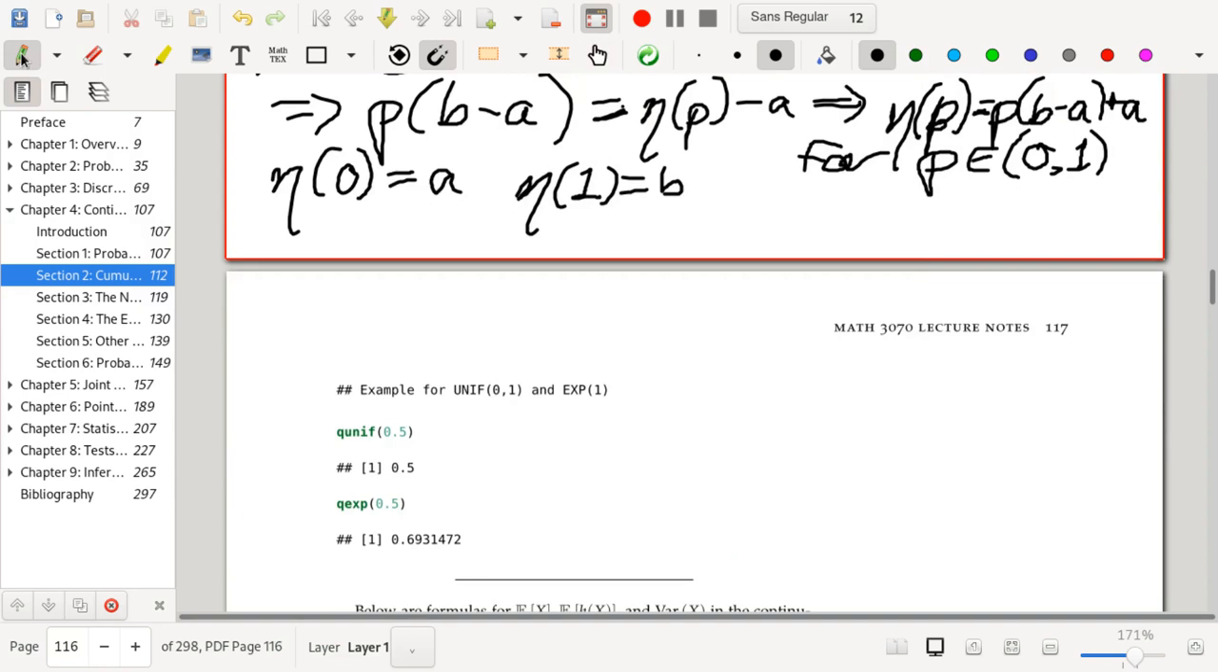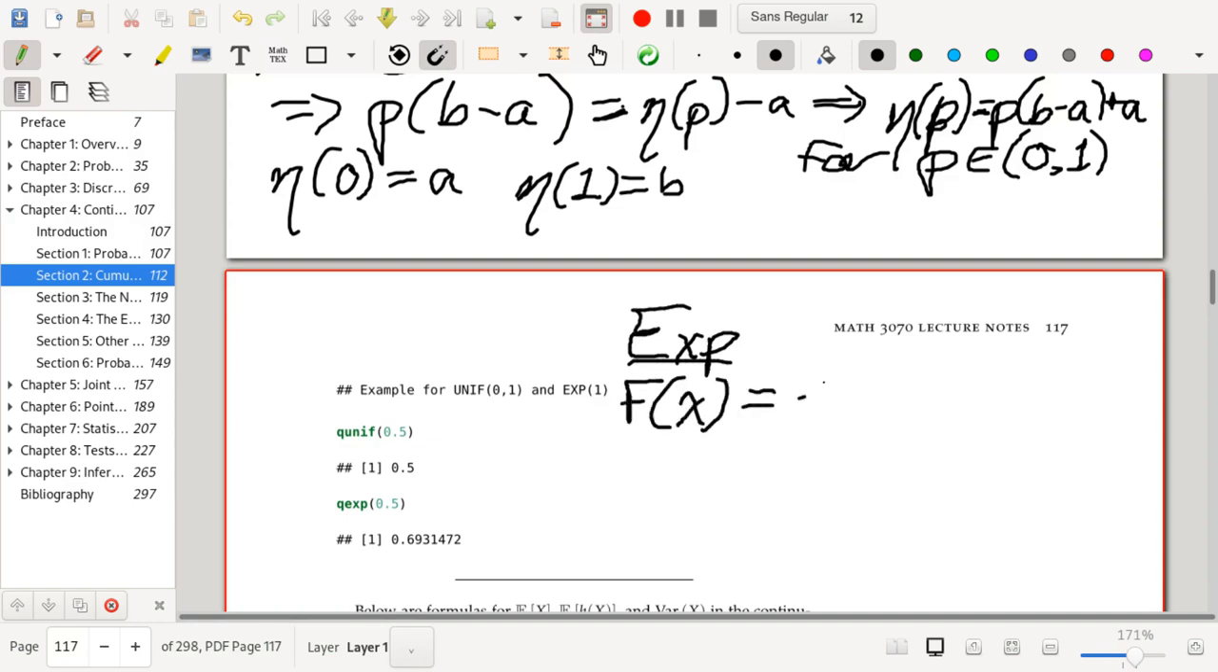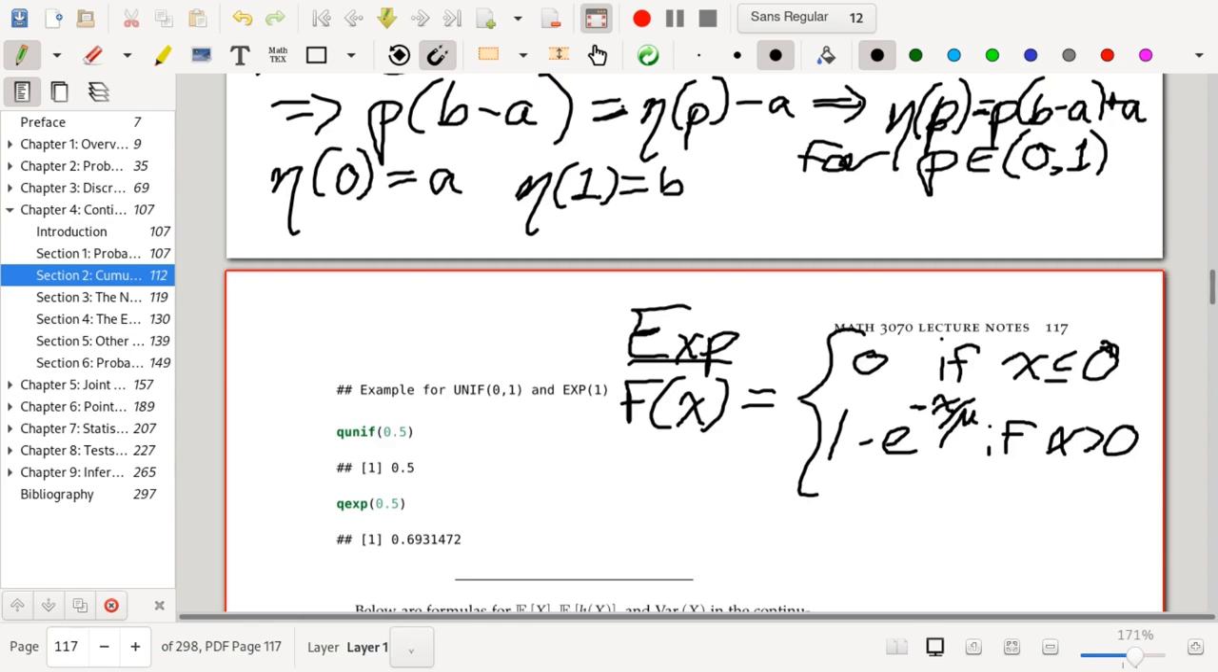So we'll work with an exponential here. In this situation, the CDF is going to equal 0 if x is less than or equal to 0, and 1 minus e to the negative x over mu if x is greater than 0. This part that I've highlighted is the part that we can invert. So P is equal to 1 minus e to the negative eta of P divided by mu.